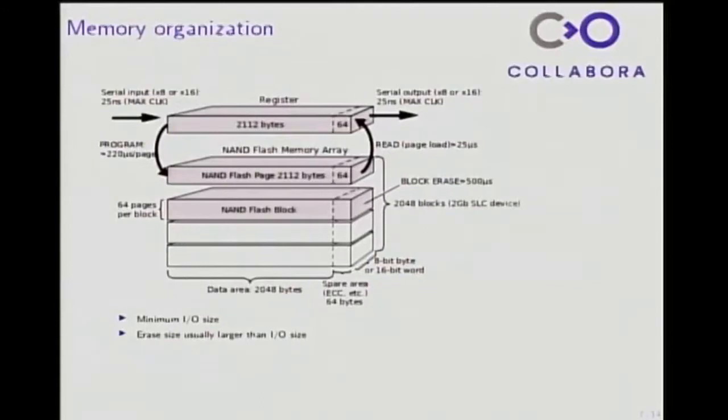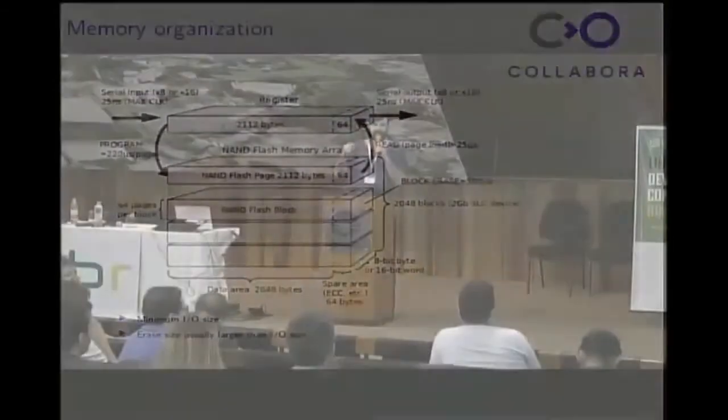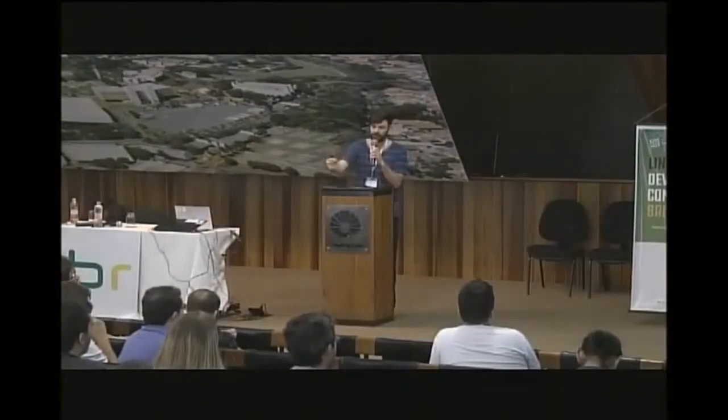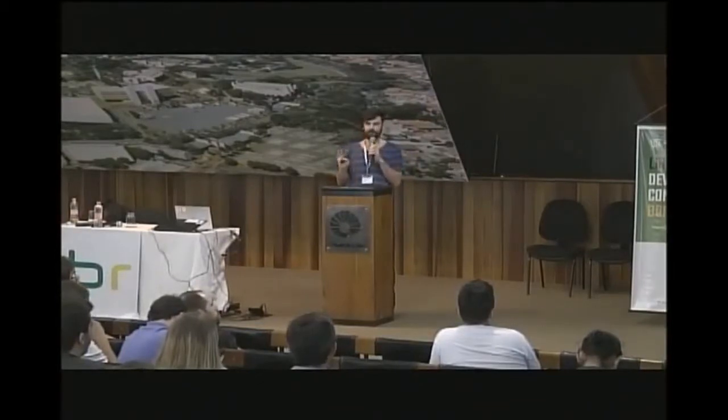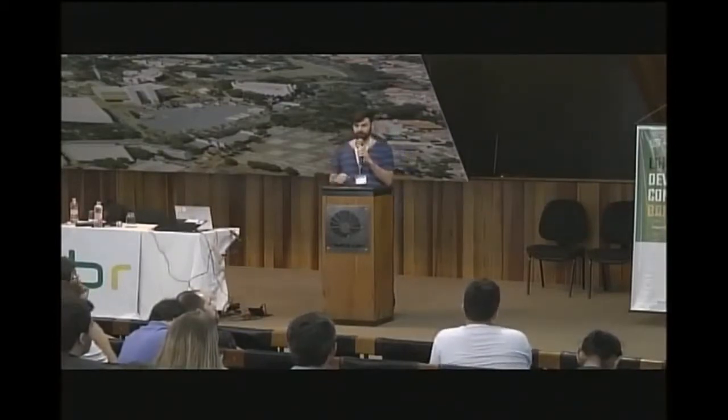The memory is divided in pages. It varies from chip to chip, but the size of the page could be, for instance, 2K, 4K, 8K, etc. The page means the minimum size for data. So you can read in pages and you can write in pages. You cannot go read one byte, okay? So that imposes already interesting cache requirements and all that.